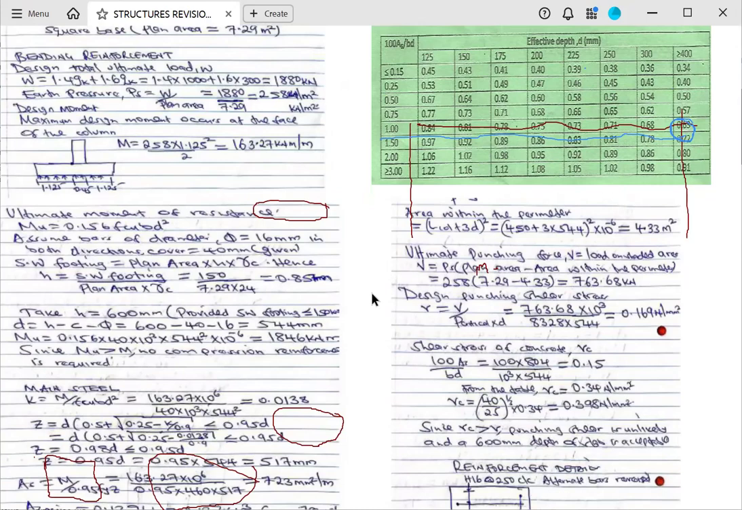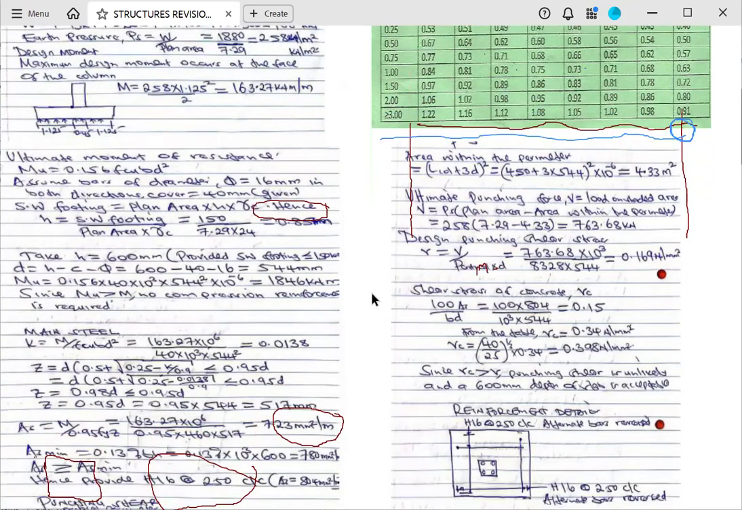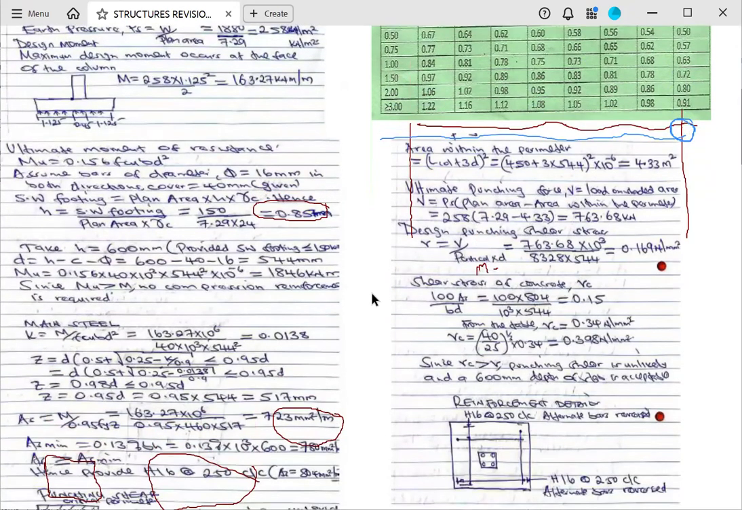Then we can say, since the shear stress of concrete, the capacity of concrete in regard to shear, is more than the shear stress from the applied forces, then punching shear is unlikely, and 600 millimeter depth of slab is acceptable. Remember, in all slabs, the shear stress of concrete is normally greater than the ultimate punching shear stress.